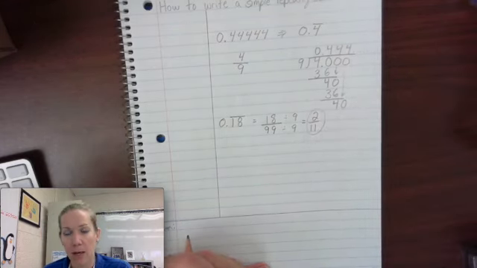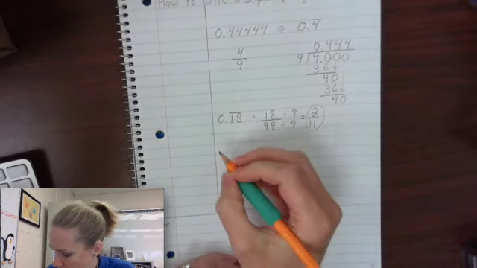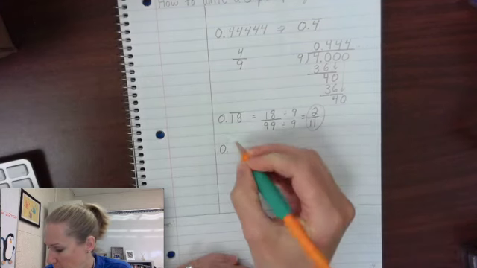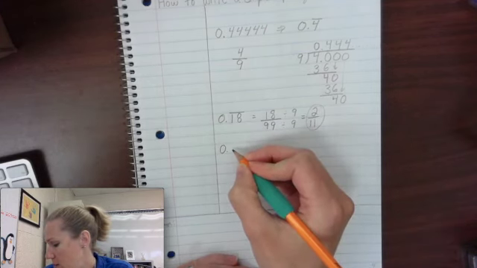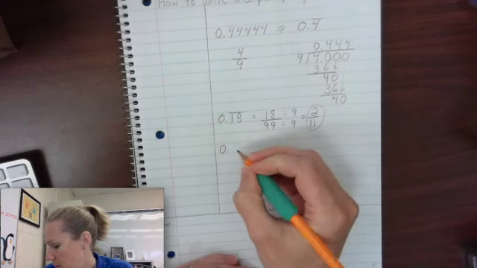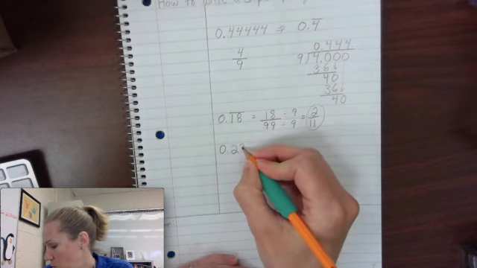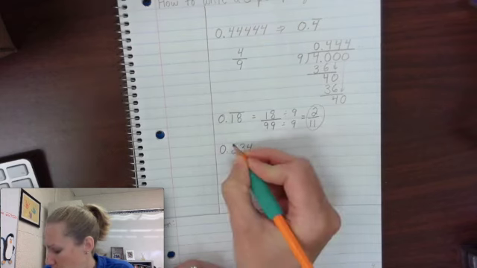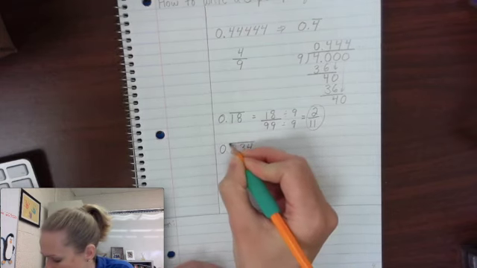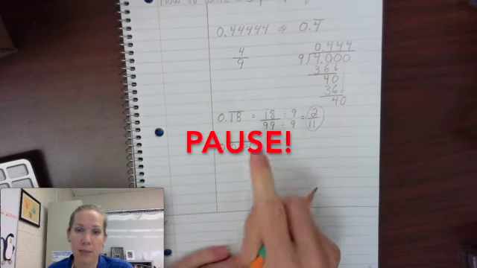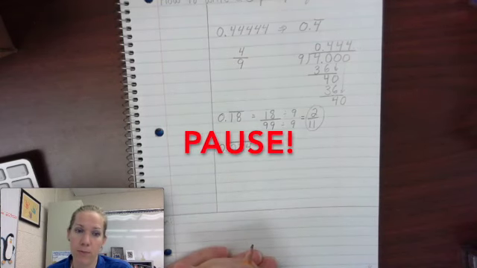Okay. So now I'm going to have you do one where we have the repeating number be even bigger. Let's look at this: 0.234, and that part is repeating. So go ahead and pause the video and see if you can do this one on your own.